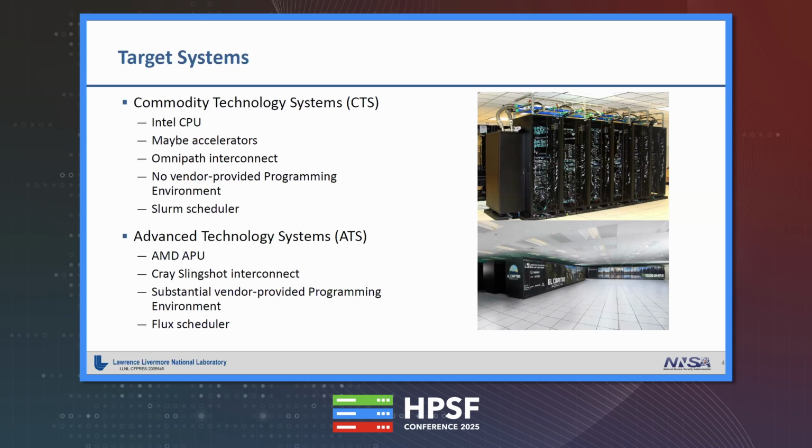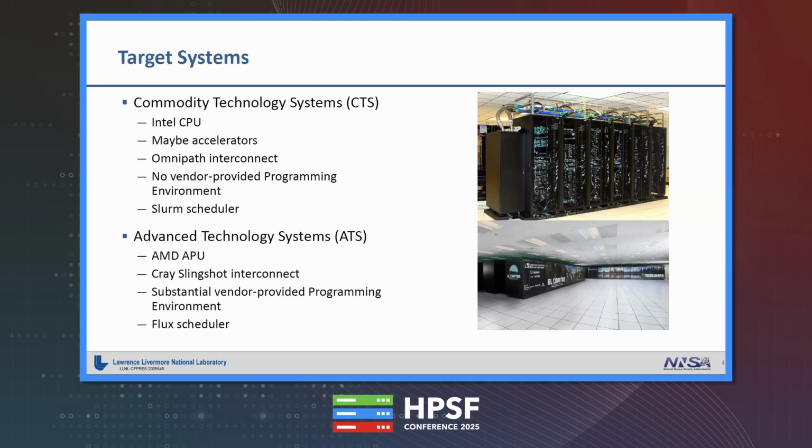And then our ATS systems, the leadership class, advanced technology systems like El Capitan, have AMD APUs, CPU and GPU co-located with a single memory. Cray Slingshot is a giant thorn in the side if you're trying to make things work with other things. They do provide a substantial programming environment, so they provide all the compilers, the MPI, a lot of the libraries and tools, so that reduces the workload that we have to provide, but we also have to integrate with that programming environment to make something coherent for the users. And in this case, it's Flux scheduled.